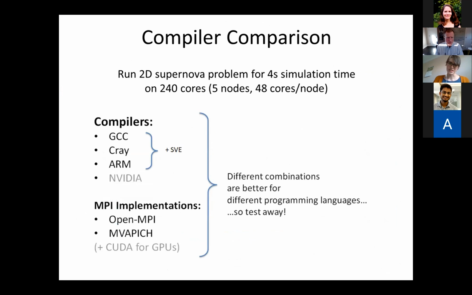Next, we wanted to see what compilers work on Ookami, because like Ava and Tony mentioned, there's no magic bullet compiler that works for everything. So our code is in Fortran 90, it's parallelized with MPI, and we tested the GCC, Cray, and ARM compilers and tried adding SVE optimizations just out of the box.